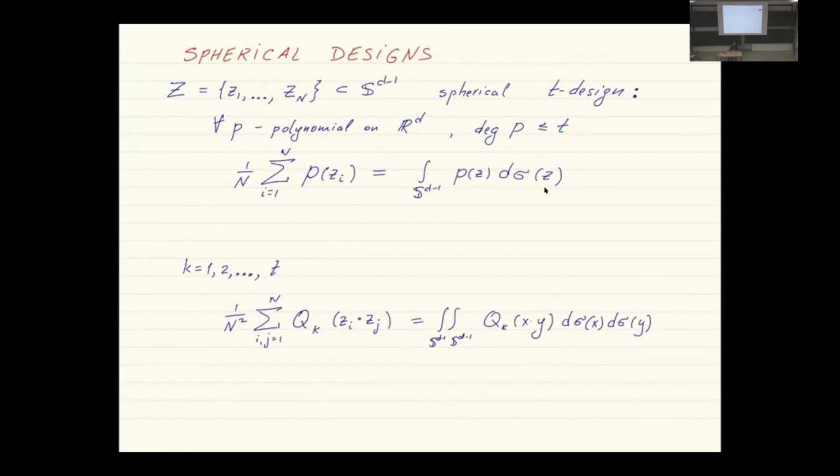Again, some classical applications. So let's talk about spherical designs and the sizes of spherical designs. Spherical designs are discrete sets such that averages over them of polynomials of degree up to some given t are equal to the averages over the whole sphere, the integral over the whole sphere. So the discrete average is equal to the continuous average.